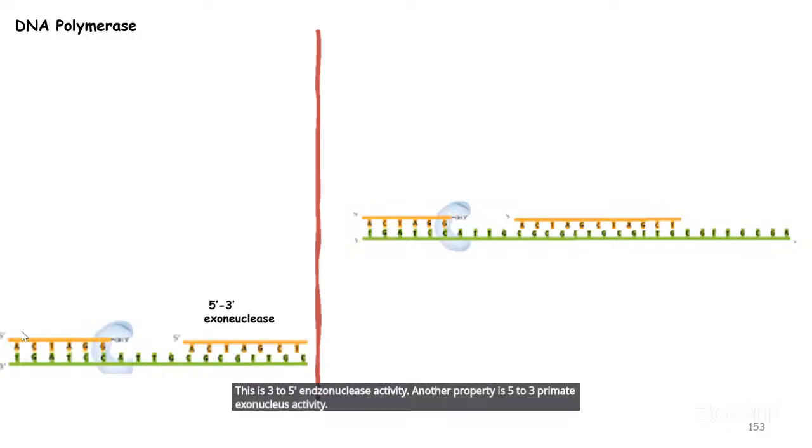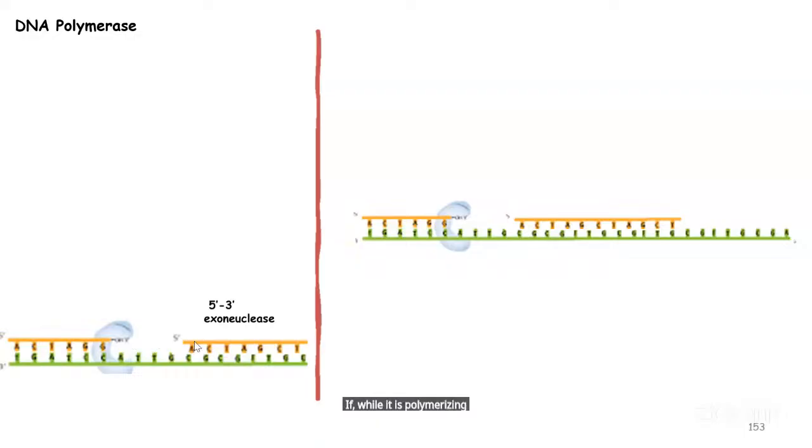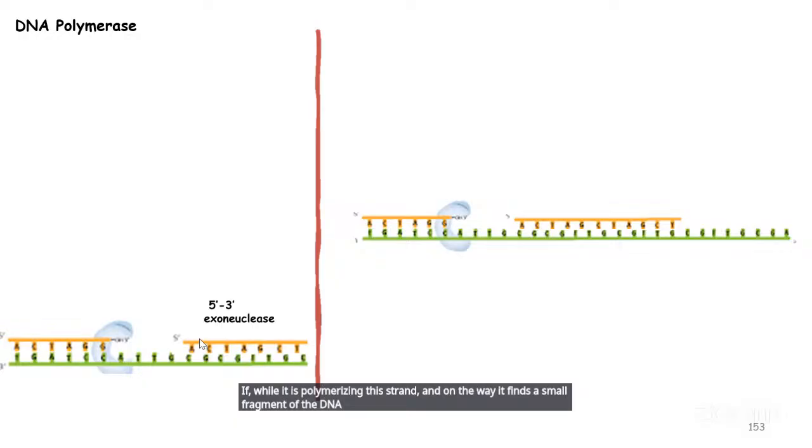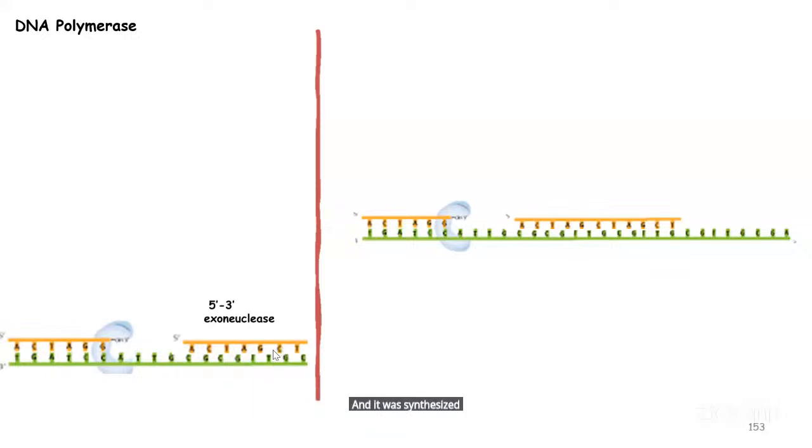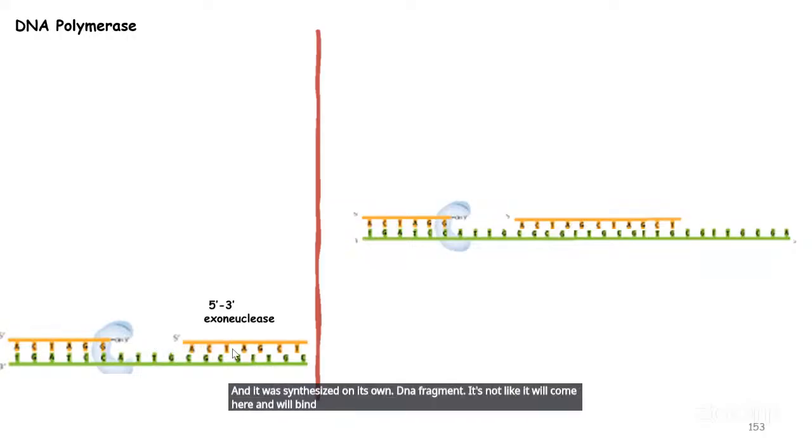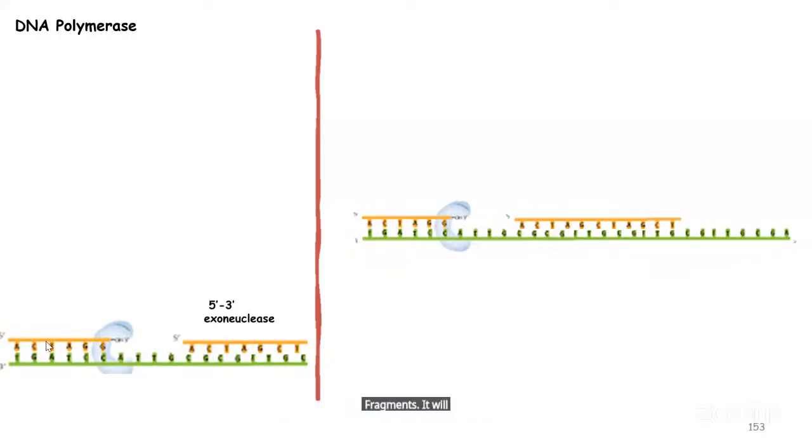If while it is polymerizing this strand and on the way it finds a small fragment of the DNA, it will just remove this fragment. It will cut this fragment and it will synthesize its own DNA fragment. It's not like it will come here and bind the 2 fragments. It will first remove this and then synthesize this DNA.